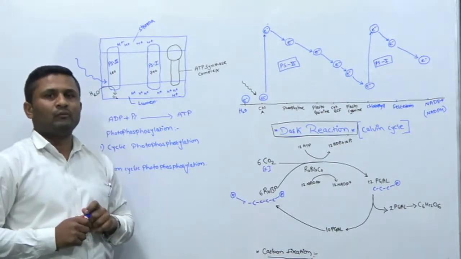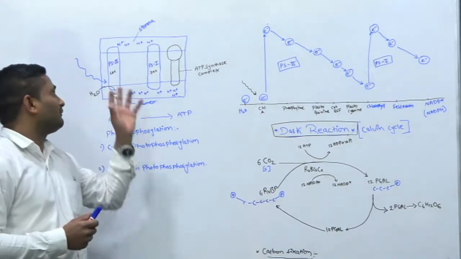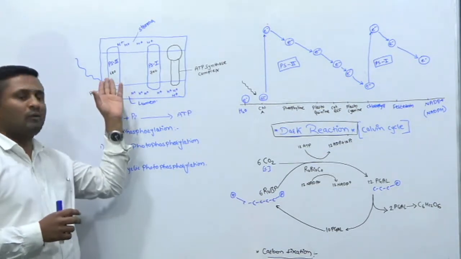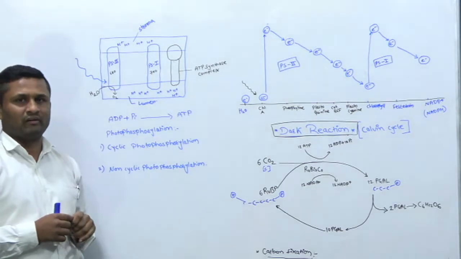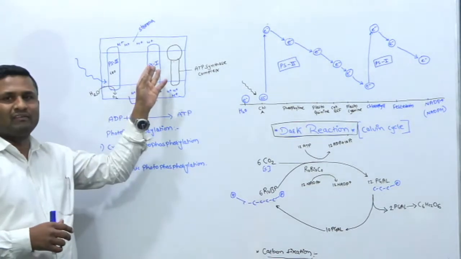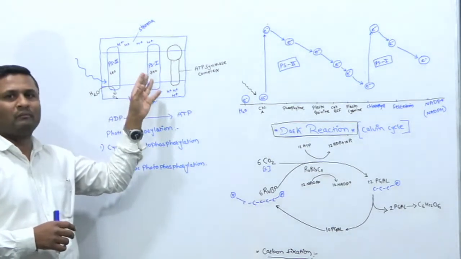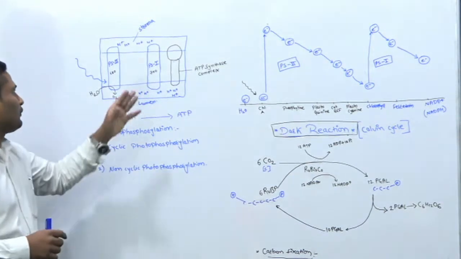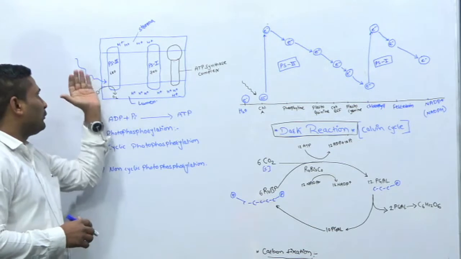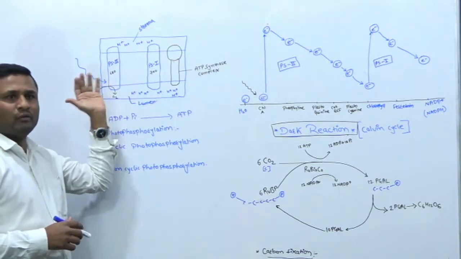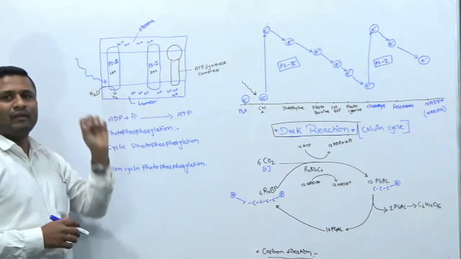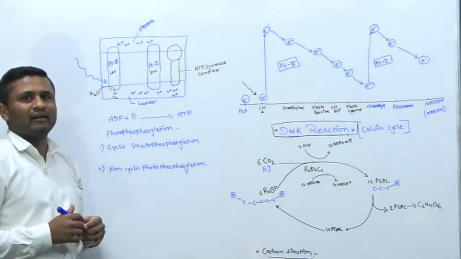Why is this so? Because this photosystem second absorbs light of the wavelength of 680 nanometer, while photosystem first best absorbs light of 700 nanometer wavelength. So when this photon reaches here, due to the resonance, the electrons get into an excited state, that means a higher energy state.